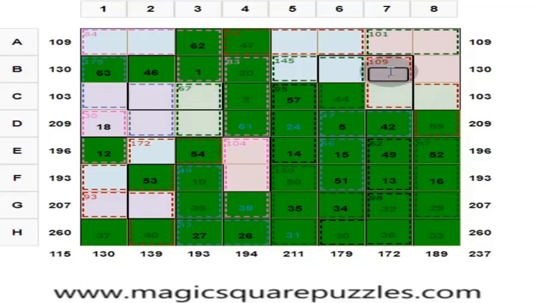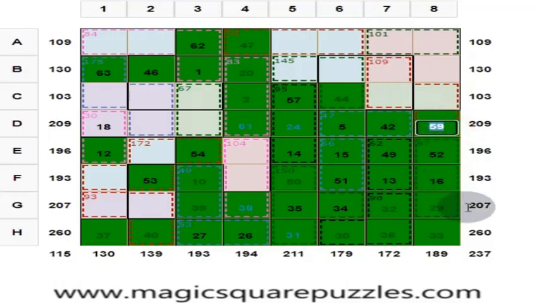So can you find out this one? Yes, you can find out this one. This is 44, this is 57. 44 plus 57, 101. So these two are 101. Therefore, these four are 109. Okay.